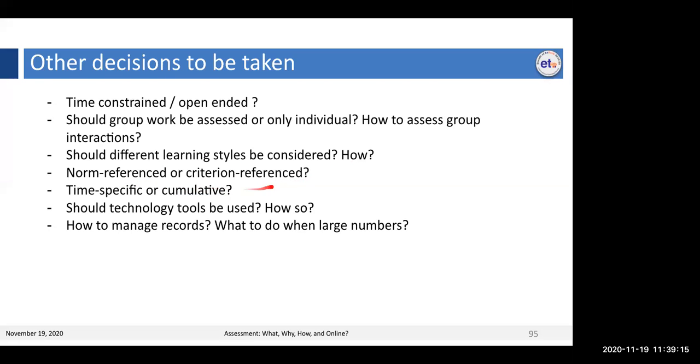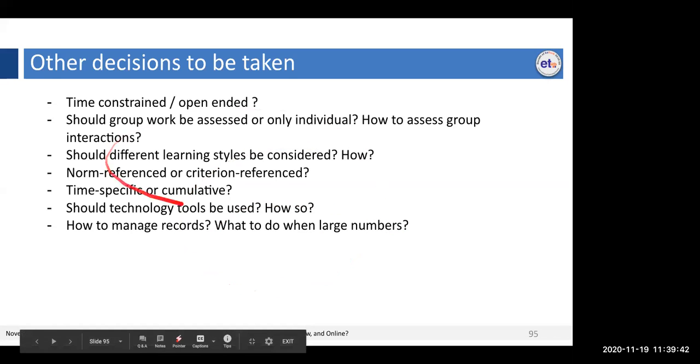Then there is criterion reference or norm reference assessment, then cumulative or time specific. And these days you must all be aware: should technology tools be used? Definitely in this particular pandemic situation, we need to use technology and tools because it's necessary, right? And how to do that? Then how to manage the records? What to do when there is a large number? So these are the considerations and decisions you need to think about.